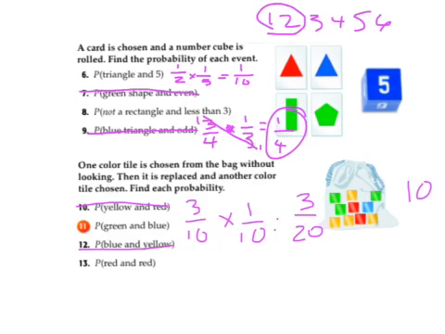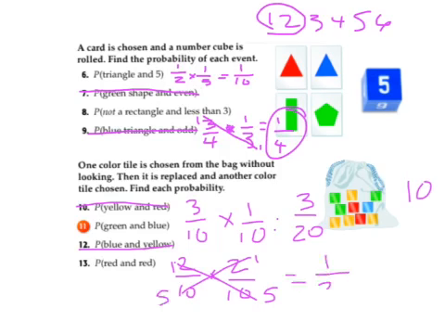And this last one, red and then red again. So there's 2 out of 10 that are red, and there's still 2 out of 10 that are red for the second event. I'm going to go ahead and cross reduce, make that a 1 and a 5, make that a 1 and a 5, and then multiply across, so I end up with 1/25.